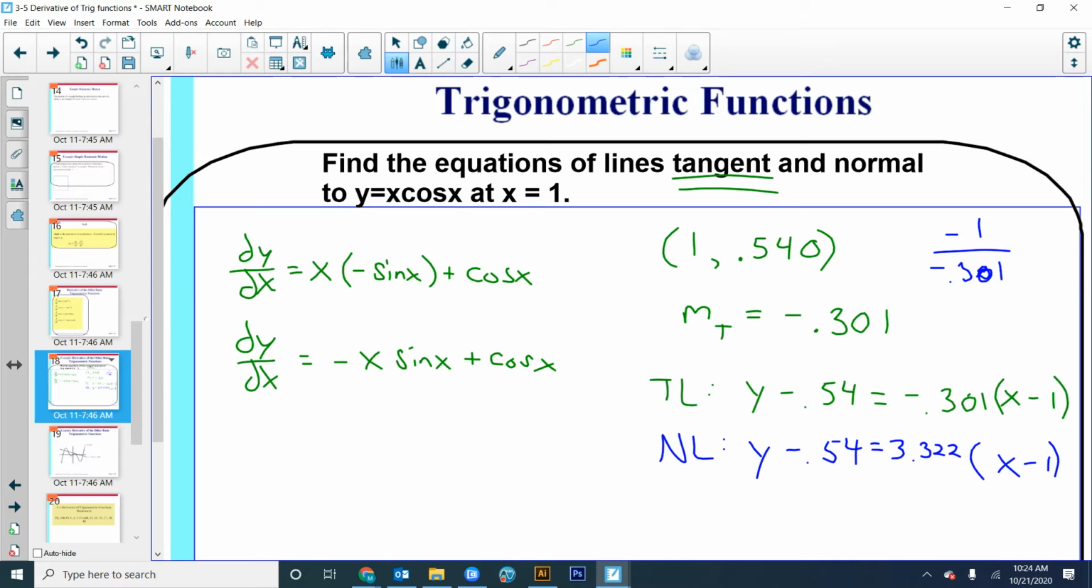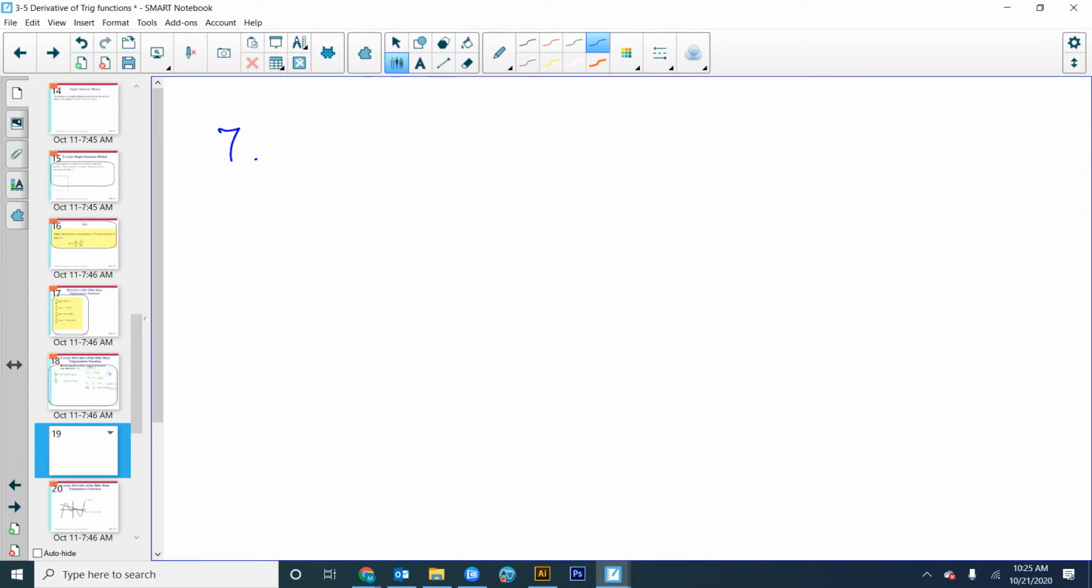Okay. Homework questions, how did it go? And you'd like to have the answers to or see worked out? 7 and 9. 7 and 9. 7 was y equals, was that the 4 over cosine of x? Yeah. All right, okay.